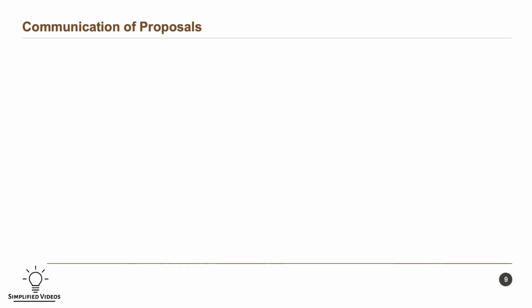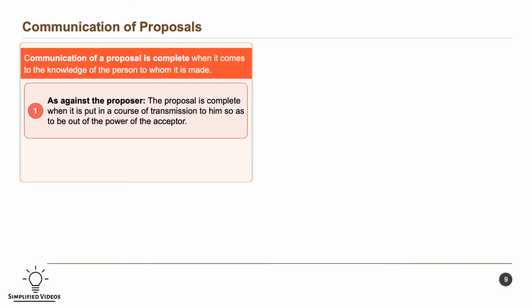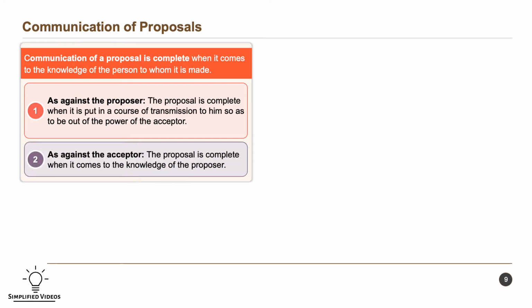The last topic in this video is on communication of proposals. Communication of a proposal is complete when it comes to the knowledge of the person to whom it is made. As against the proposer, the proposal is complete when it is put in a course of transmission to him so as to be out of the power of the acceptor. As against the acceptor, the proposal is complete when it comes to the knowledge of the proposer.